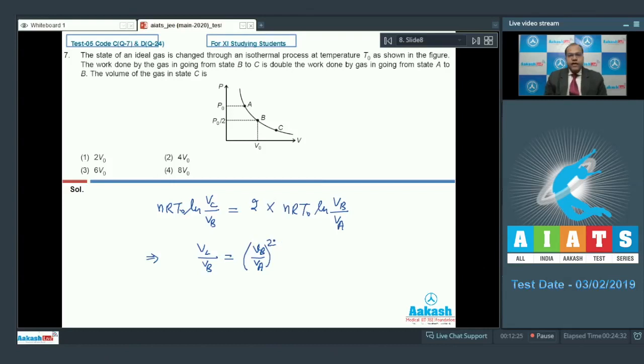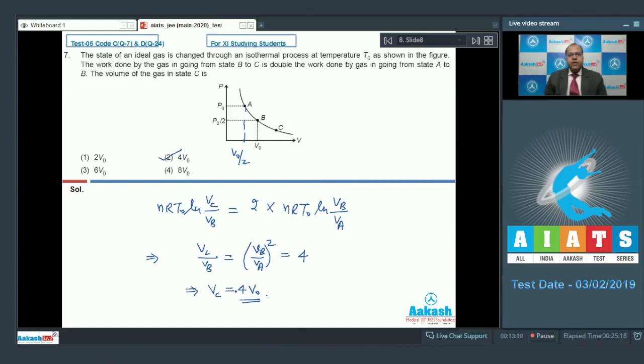Now the volume of the gas at state B is V0. If I find the volume of the gas at state A, it comes out to be V0 by 2, because the process is isothermal, so PV is equal to constant. So the ratio VB by VA comes out to be 2. So it is equal to 2 square, that is 4. So from here the value of VC comes out to be 4 times VB, and the value of VB is V0, so it is equal to 4 V0. So option 2 is the correct answer.